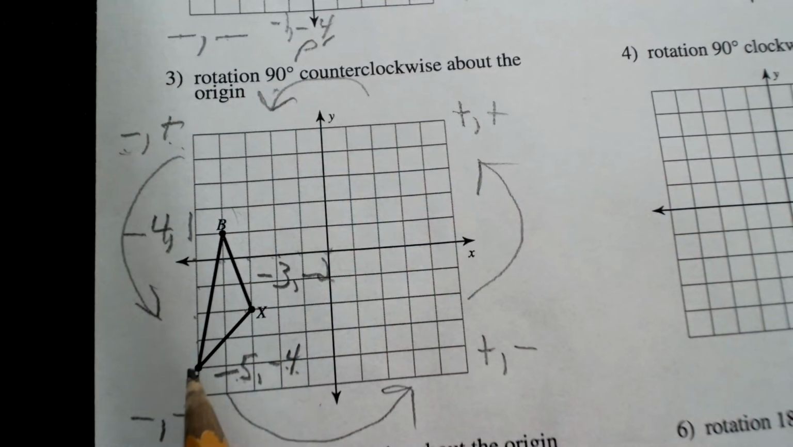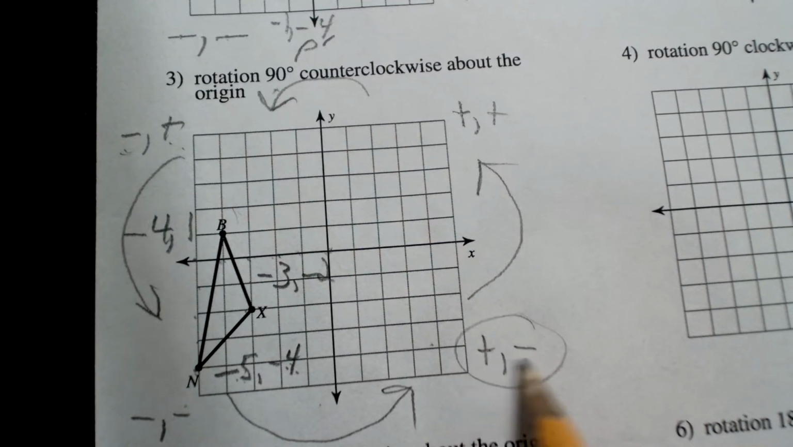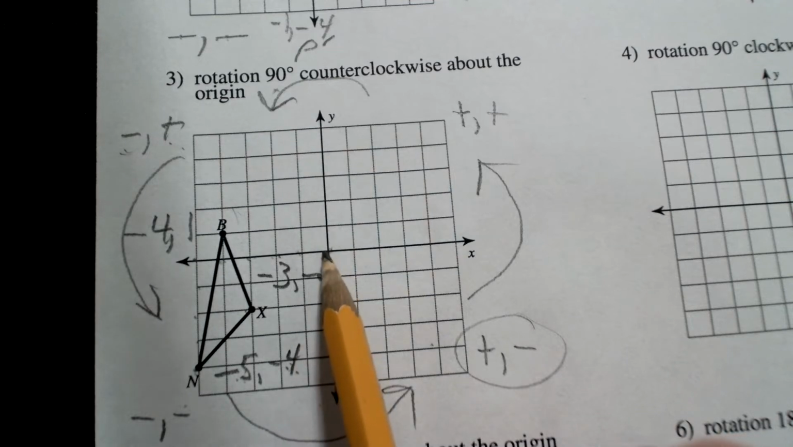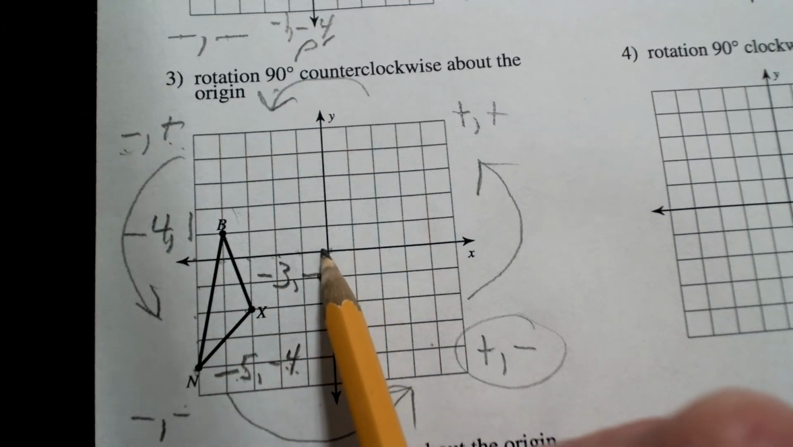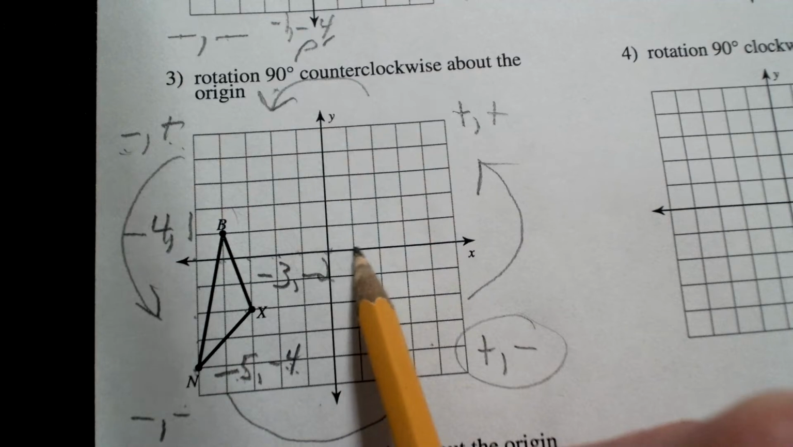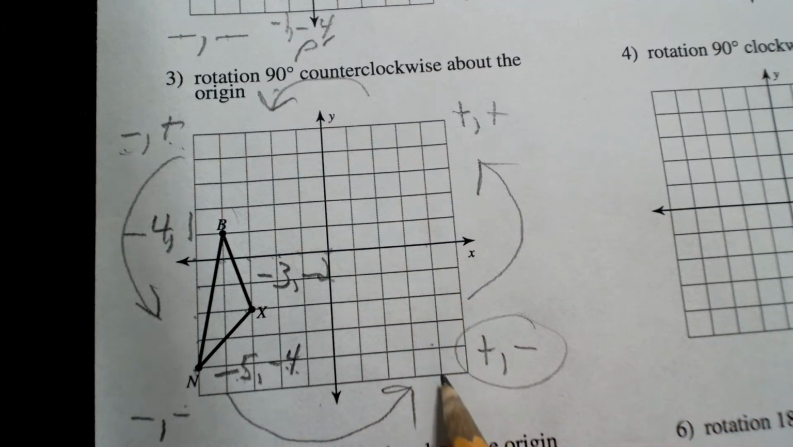So this was in this quadrant, it's going over here to this quadrant. And you're going to switch these two numbers. And you're going to see how does this change. So negative 5, 4. So instead of doing 5, 4, I'm going to do 4, 5. Down here like that. So this is your new N.